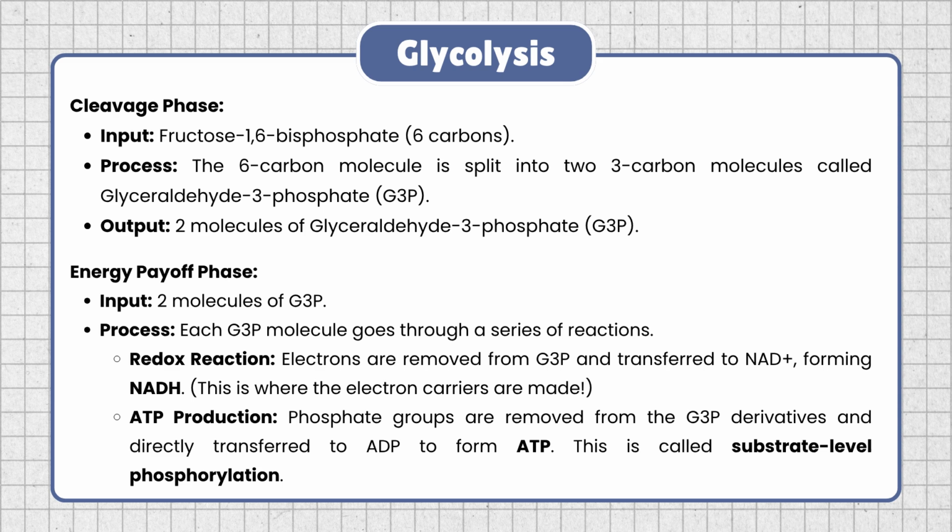Next is the ATP production. Phosphate groups are removed from the G3P derivatives and directly transferred to ADP to form ATP. We call this substrate level phosphorylation.